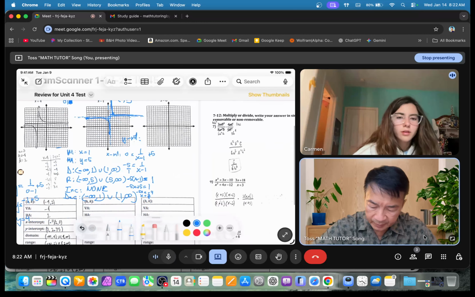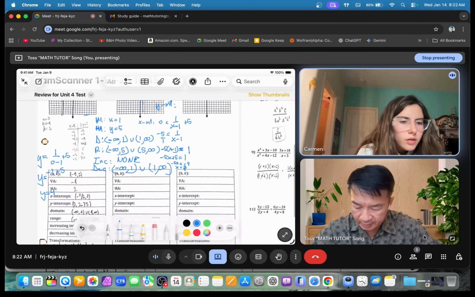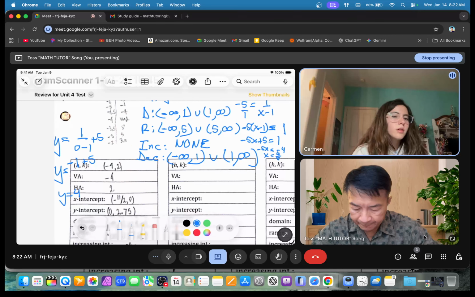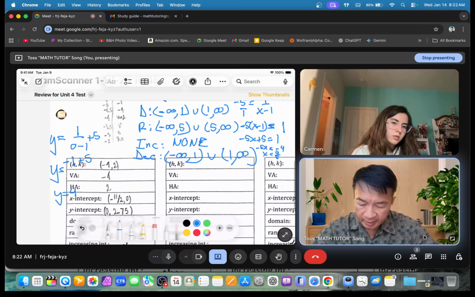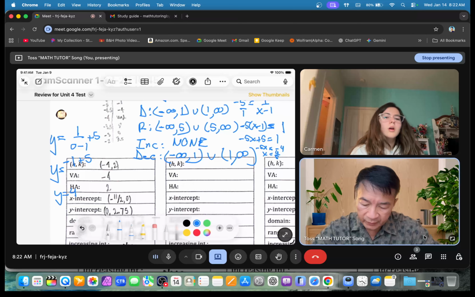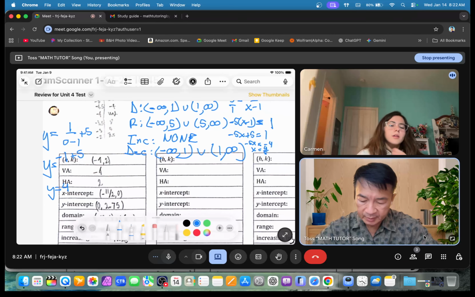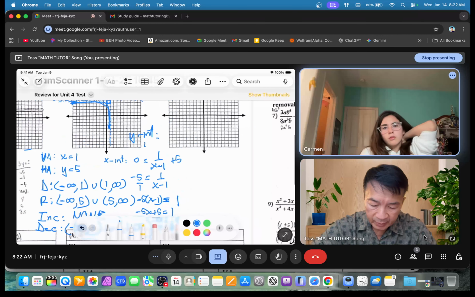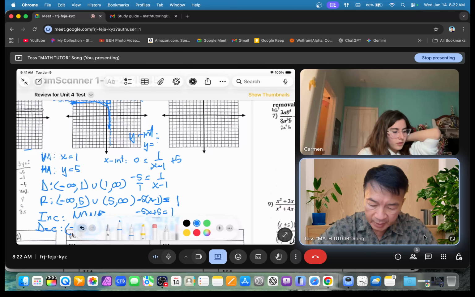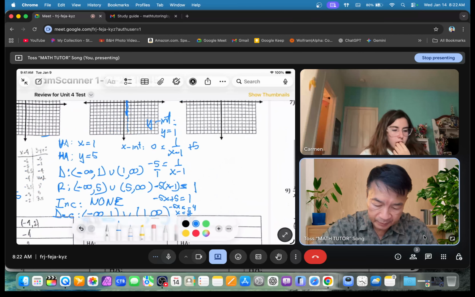Is negative 4. Wait, can you like... Yes, so right here. Oh, so we insert 0 for x. Yes, put 0, substitute x with 0, and compute. 1 over a negative 1 is negative 1. It's minus 1, and then plus 5, so it's 4. That makes sense. So the y-intercept is y equals 4.